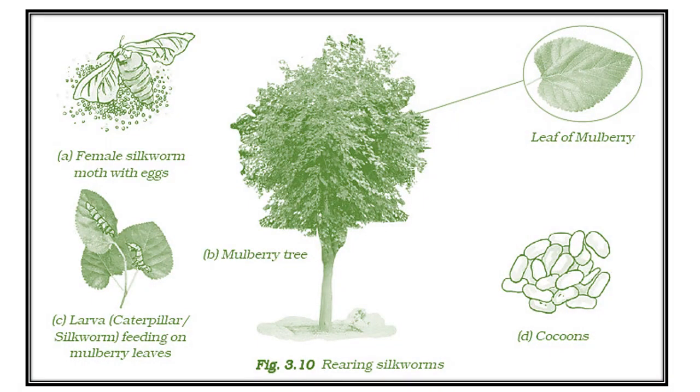Let us now summarize rearing silkworms through a diagram. Starting from A, female silkworm moth with eggs. Then comes B, mulberry tree. After that, C, larva, caterpillar or silkworm feeding on mulberry leaves. Once all these processes are done, finally we get cocoons, which is represented by D.